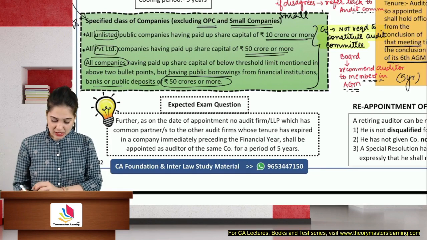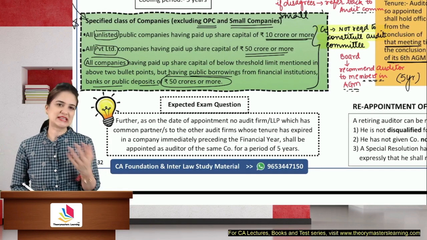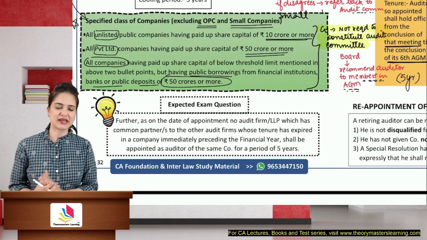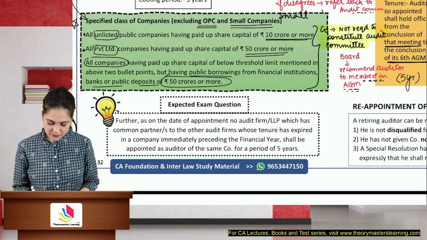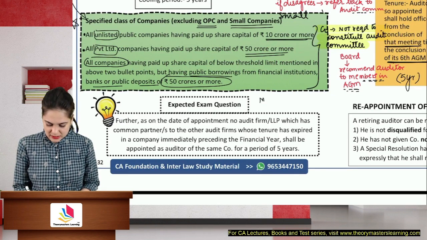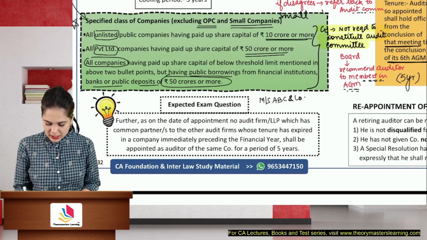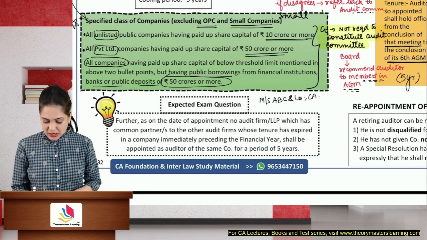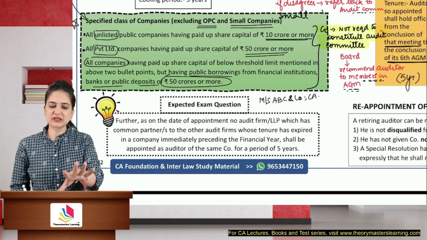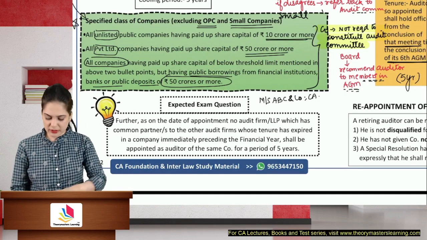All right. Expected exam question. Yes, this is a concept on which I feel they can ask you an exam question. Suppose Messrs ABC and company, chartered accountants, are appointed as auditor of the company. Now they have 5 years term, 5 years term. Their 2 terms are over.